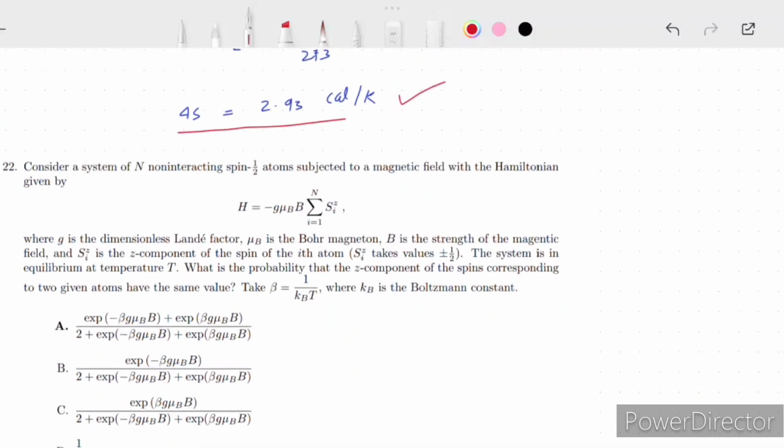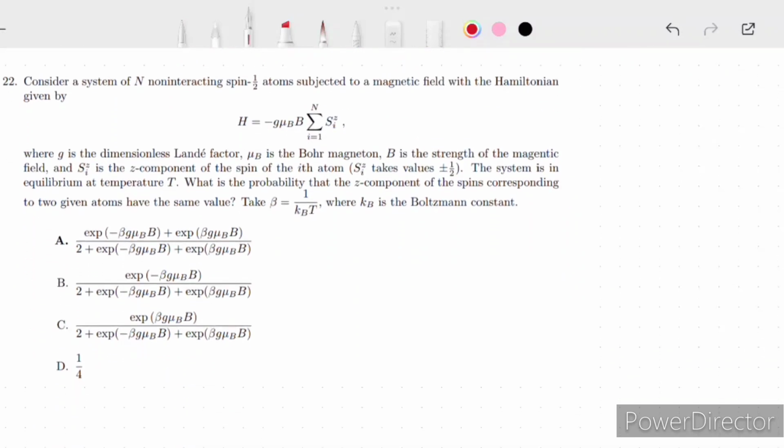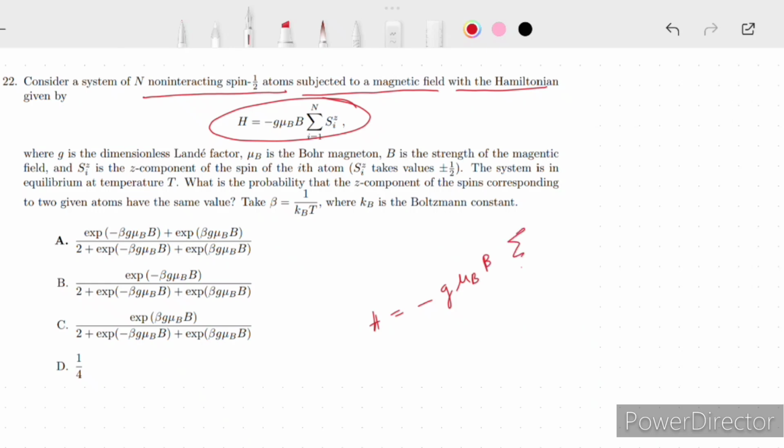Okay, next we go to another question that is also very important. Consider a system of n non-interacting spin half atoms subjected to a magnetic field with a Hamiltonian. There a Hamiltonian is given, right? The Hamiltonian is minus g mu B times the magnetic field, summation over i equals 1 to n of S_i^z, where g is the dimensionless Landé g-factor, mu B is the Bohr magneton, B is the strength of the magnetic field, and S_i^z is the z component of the spin of the ith atom.